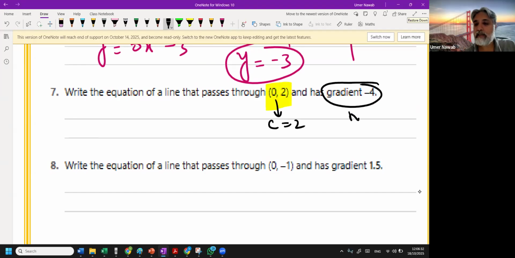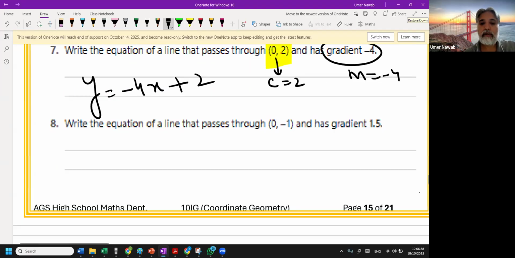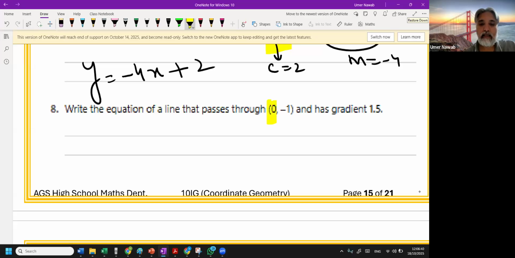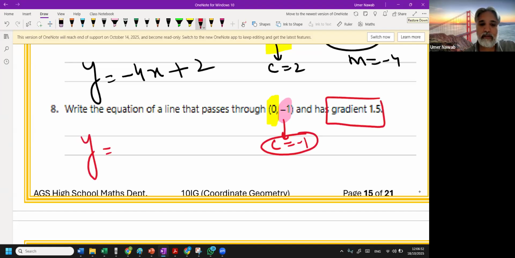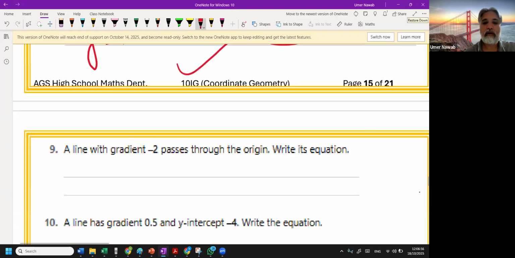And now the gradient is -4. I want to write the equation of the line. y is equal to -4x plus 2. Next is, again, the x-coordinate 0. It means this should be my c. So c is equal to -1. So y is equal to 1.5x minus 1, where m is 1.5. That's the equation of the line.